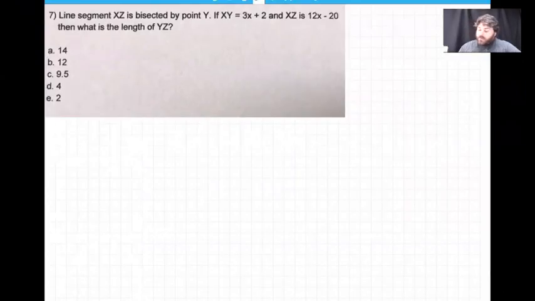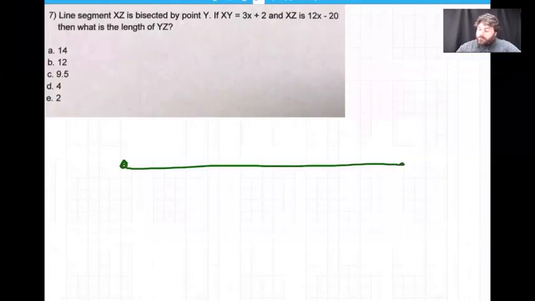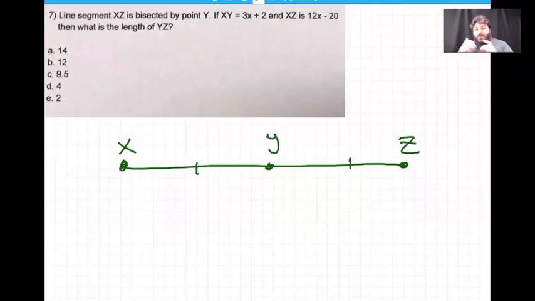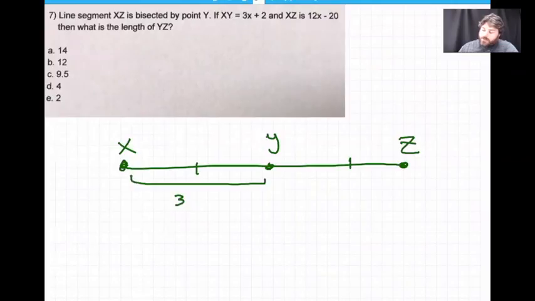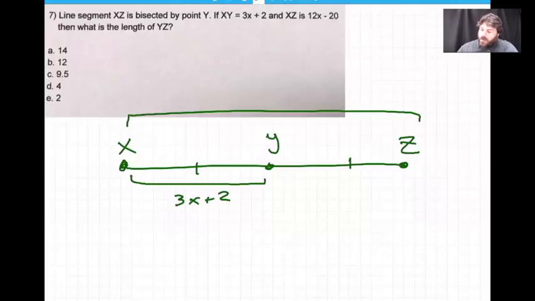All right, so I would definitely take the adage of drawing a picture here. Line segment XZ, okay, that's line segment XZ, is bisected by point Y. Remember, bisected means that it makes two equal halves, so two equal parts. And then it says that XY is 3x plus 2. So XY, the distance from here to here, is 3x plus 2. And then it says the whole entire thing is 12x minus 20.